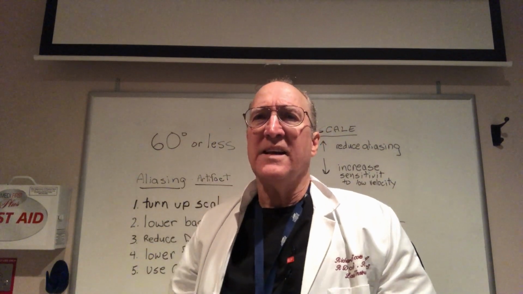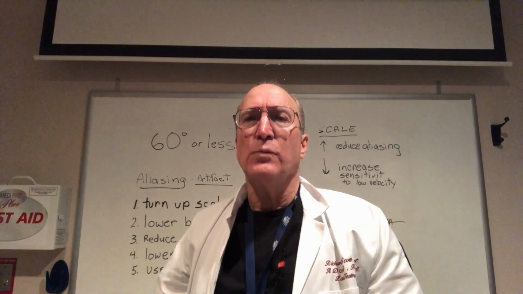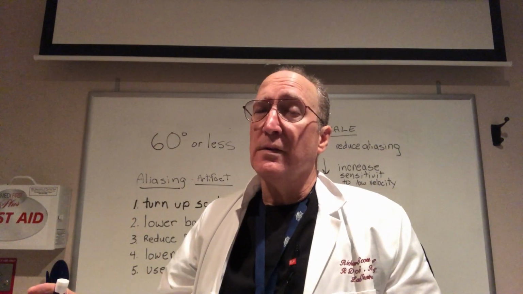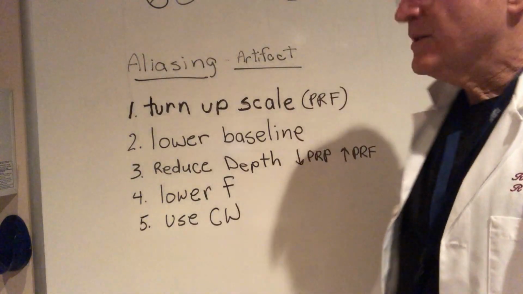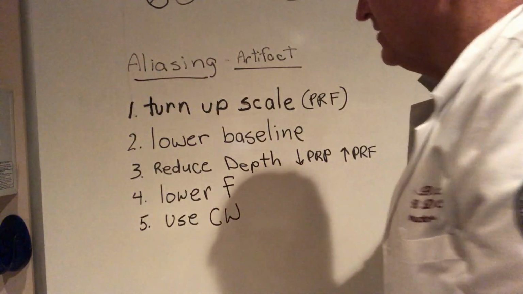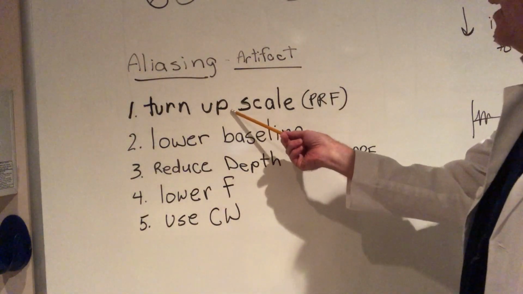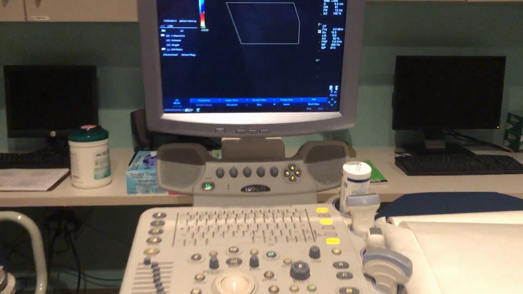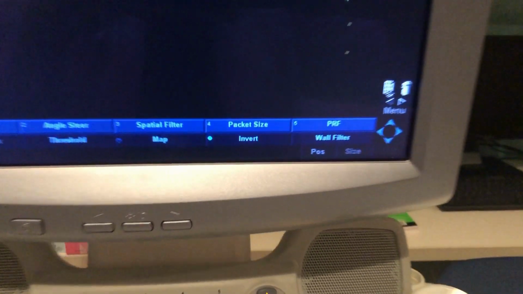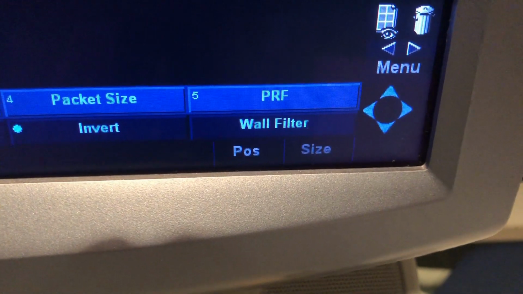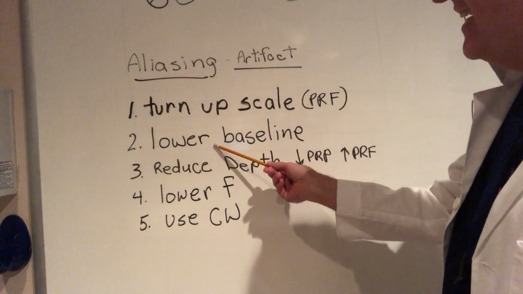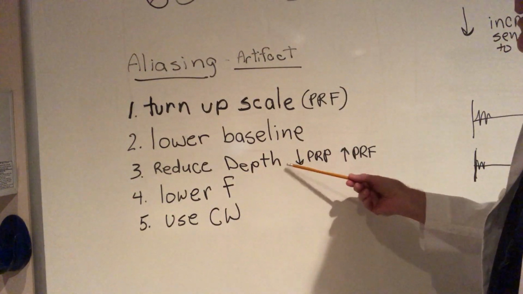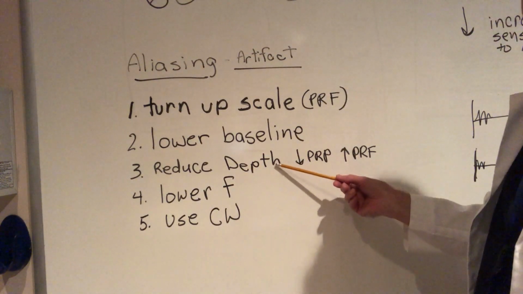In summary, aliasing is an artifact you have to deal with when you're using pulse wave ultrasound. Not with continuous wave, but with pulse wave. There's really 5 ways to eliminate aliasing. Number 1 is turn up the scale, which is the same as PRF, pulse repetition frequency. This GE doesn't even have a scale control. It has a PRF control. Lower the baseline. We showed that. And you can reduce your depth, the depth of your sample volume.